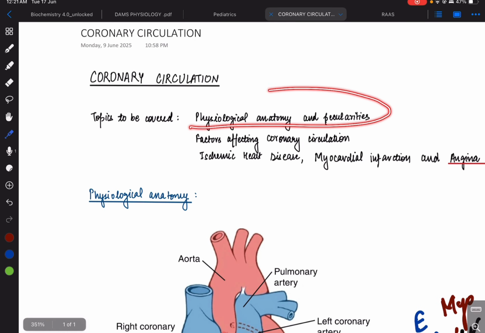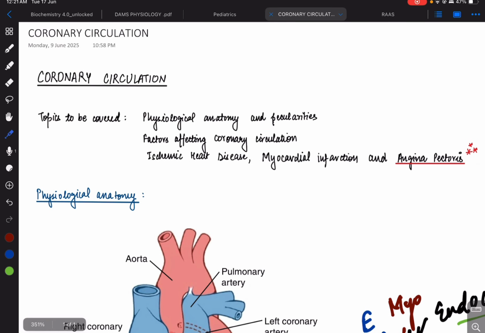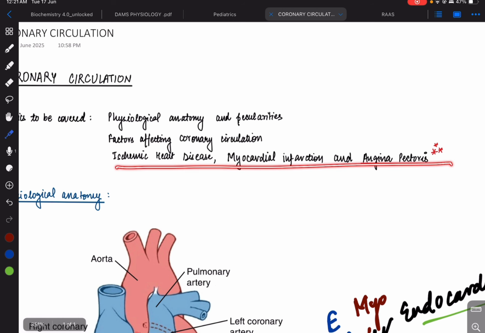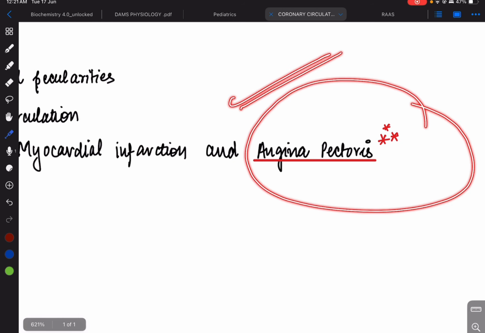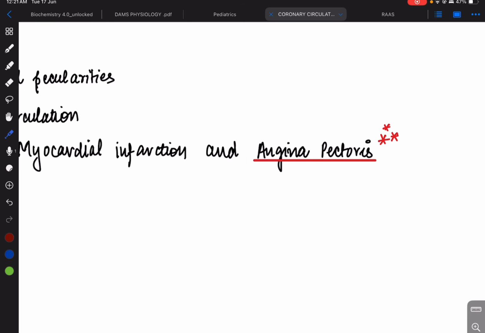Within the coronary circulation, these are the topics that need to be covered today. The first one is physiological anatomy and peculiarities, factors affecting the coronary circulation, ischemic heart disease, myocardial infarction and angina pectoris. Our main focus will be on angina pectoris. It forms an important part of the lecture, right?